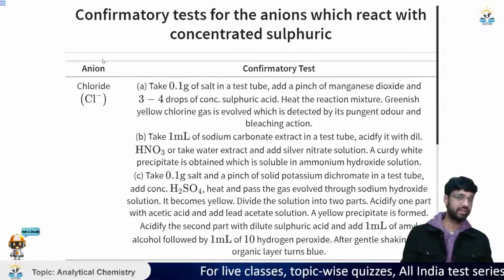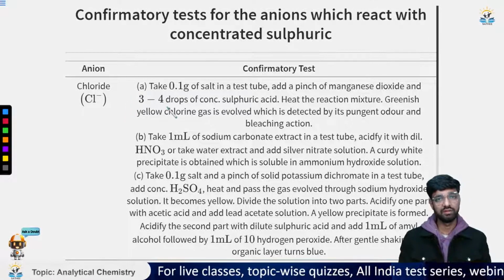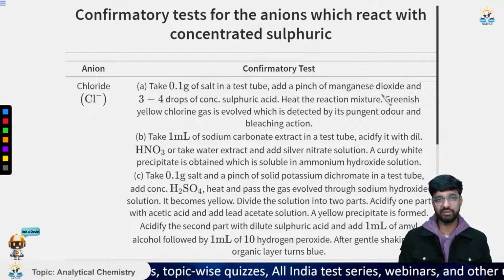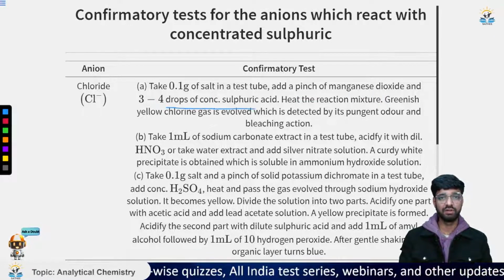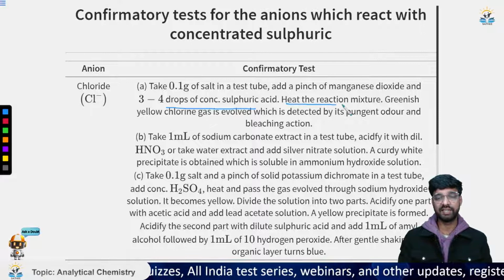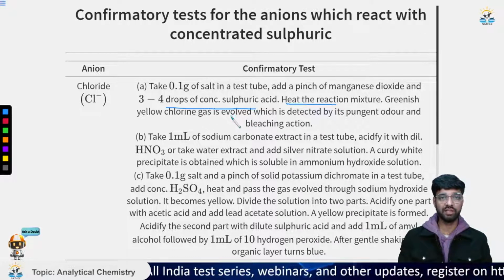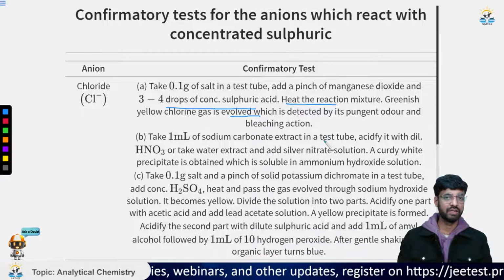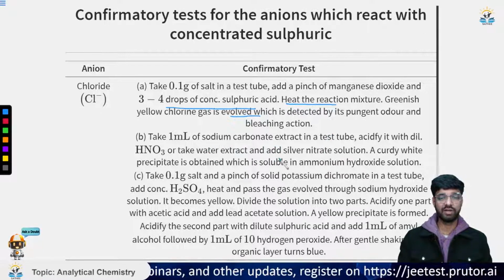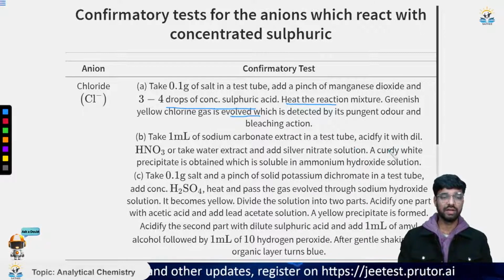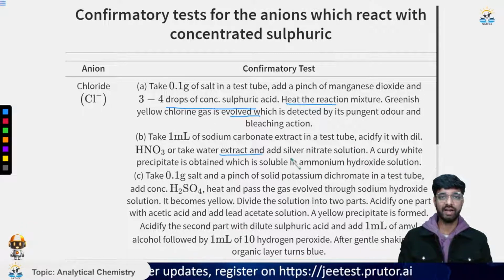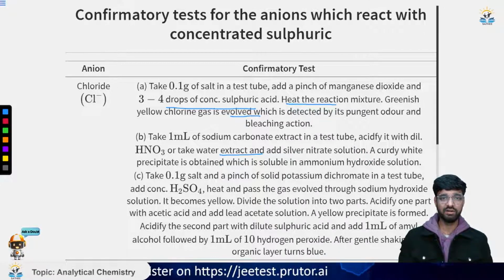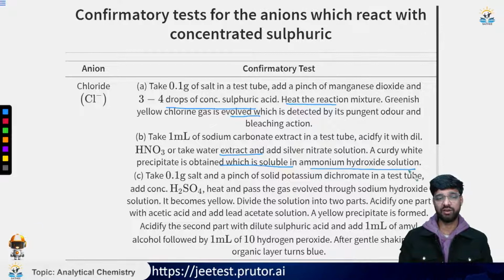The confirmatory tests start with chloride. We take 0.1 gram of the salt in a test tube and add a pinch of manganese dioxide and 3-4 drops of conc H2SO4 and heat the mixture. Then a greenish yellow gas is evolved, which is detected by its pungent odor and bleaching action. Next, we take 1 ml of sodium carbonate extract, acidify it with dilute HNO3 or take the water extract, and add silver nitrate solution. Then a curdy white precipitate is obtained, which is soluble in ammonium hydroxide solution.